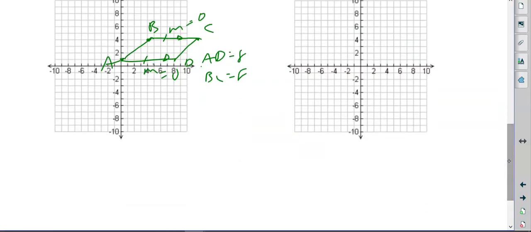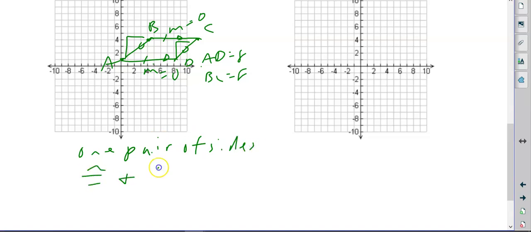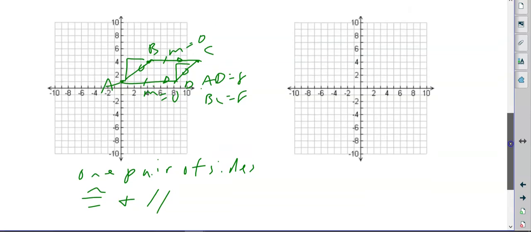We could have also found the slope of these two sides by just counting up and over and said both opposite sides are parallel. Doesn't matter. I went with one pair of sides, congruent and parallel. But again, you could have found the slope on all four and done it that way also.